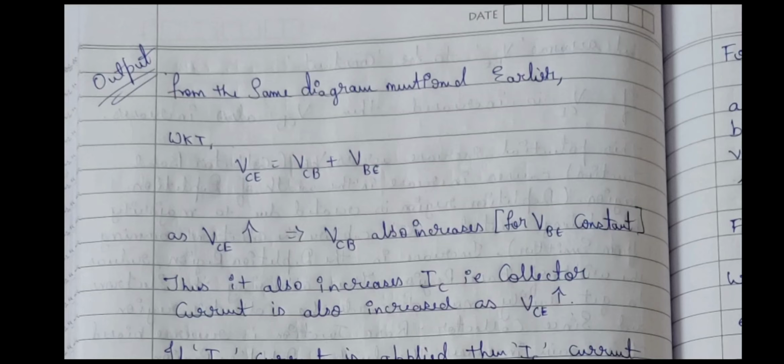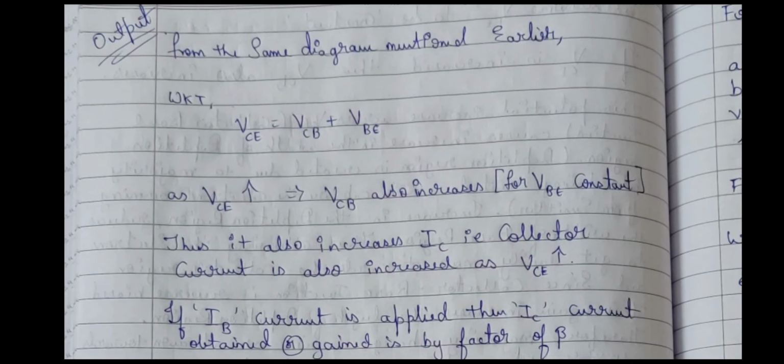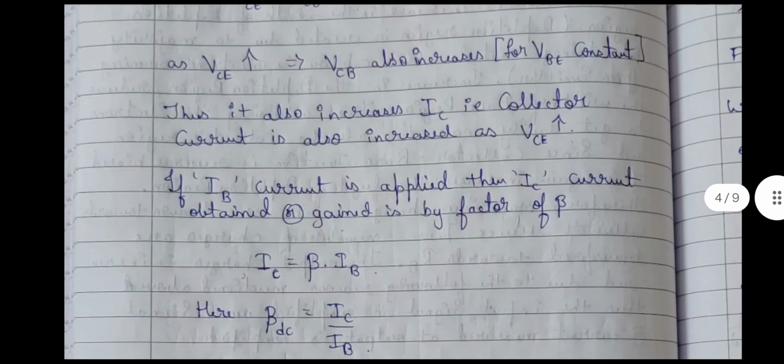From the same diagram mentioned earlier, we know that VCE equals VCB plus VBE, and it's just the same hypothesis. Whatever conditions we have taken for the input characteristics are the same here as well. So what happens is, as VCE increases, VCB also increases. We'll keep VBE constant, and we know that if VCE is increased, VCB will also increase. Thus it also increases IC.